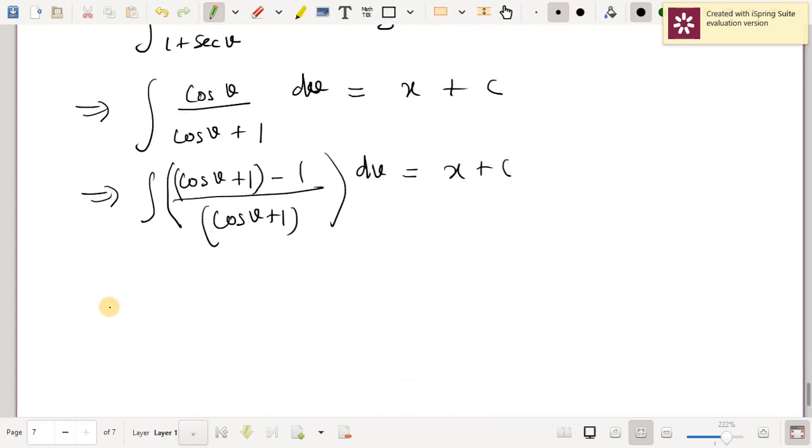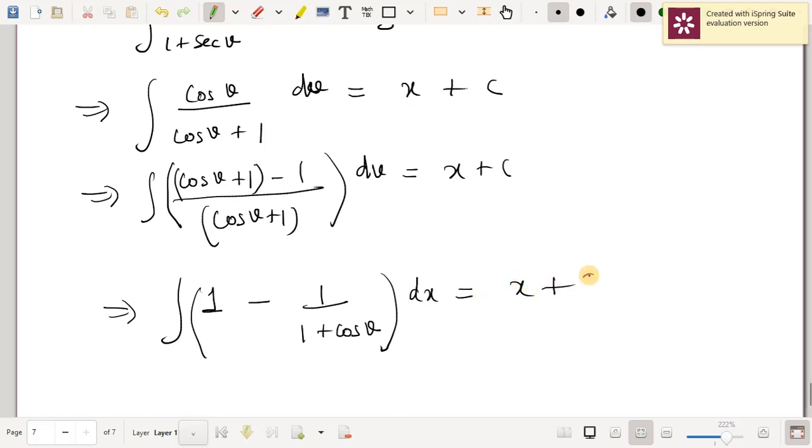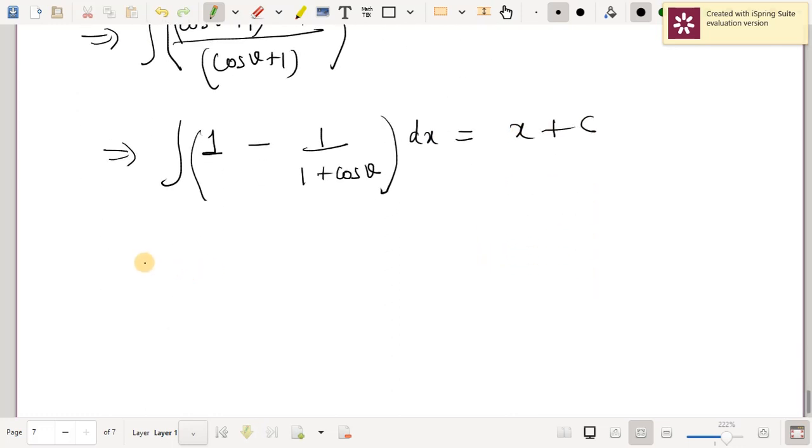So in short, if I split the term, then this is the same as cos v plus 1 by cos v plus 1, that is 1, minus 1 by 1 plus cos v. So now it becomes a simpler task to integrate this, equals x plus c. We know the integral of 1 is x, so this is x minus the integral of 1 by 1 plus cos v dv is equal to x plus c.